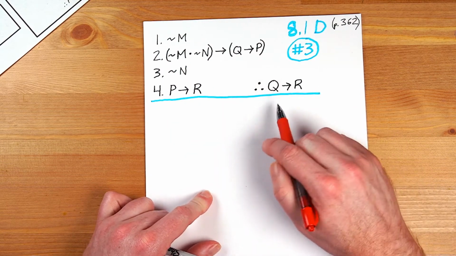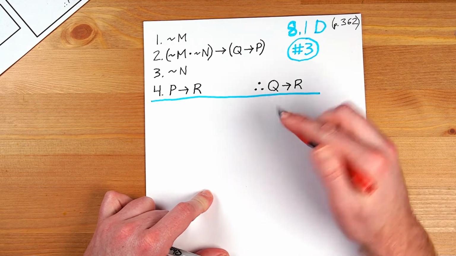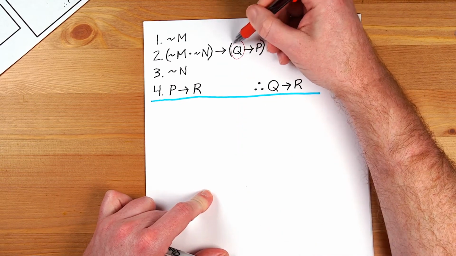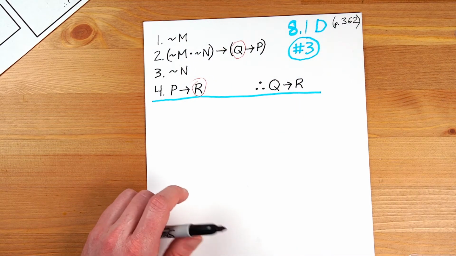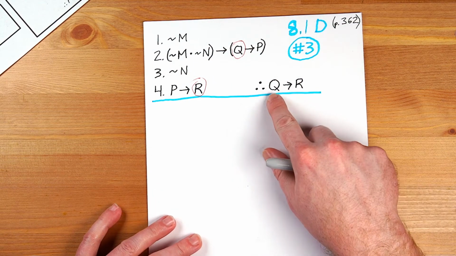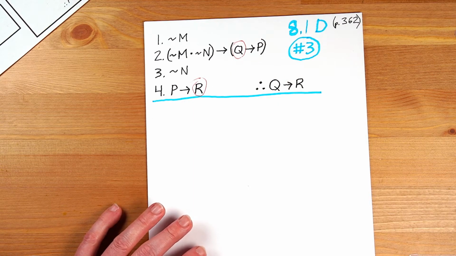Well, not exactly as it appears. We do see parts of it. We see Q up here, and we see R over there in 4. And somehow we've got to get a conditional with those two things. So where should we start?